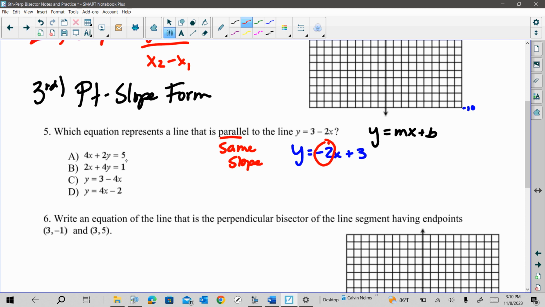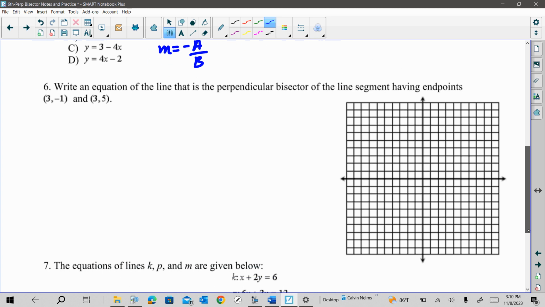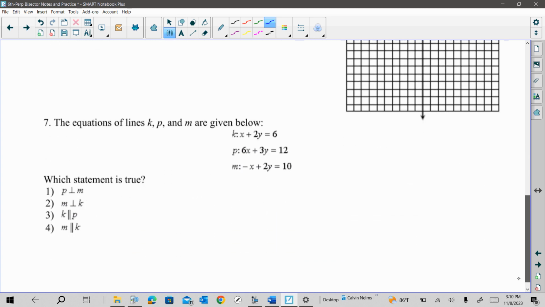And then remember, if it's in standard form, like answer choices A and C, standard form is when we have ax plus by equals c. The shortcut to get the slope in standard form is to do -a over b. So that's my hint to help you check your answer choices here. Like here, A is 4, so this would be -4 over b, which is 2, and that reduces to -2. Oh, look at that.